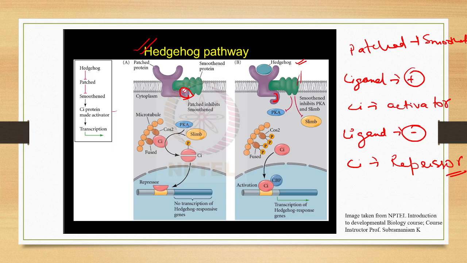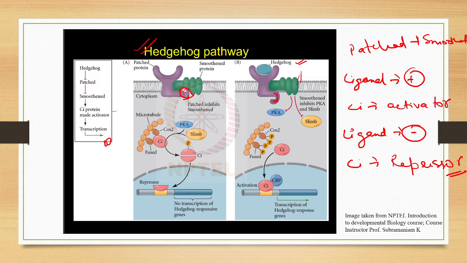This is your Smoothened. It is activated when Hedgehog binds to it. Otherwise, Patched inhibits Smoothened. Okay. So in the absence of Hedgehog, what happens? That CI is processed. See, in the absence of Hedgehog, when Hedgehog is not present, just a minute.